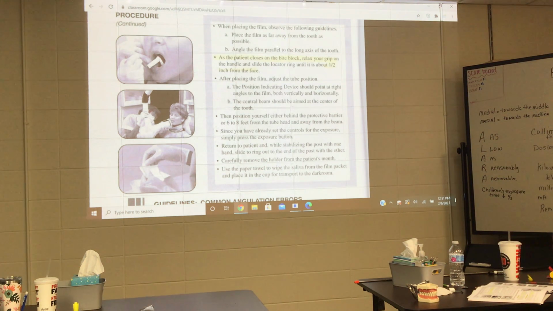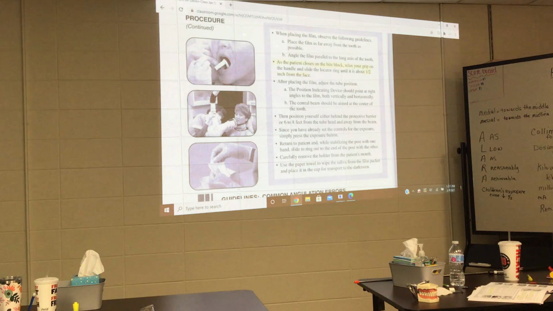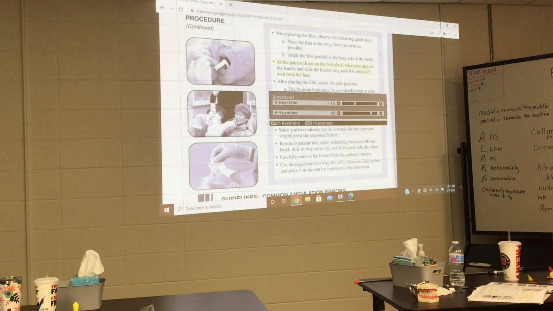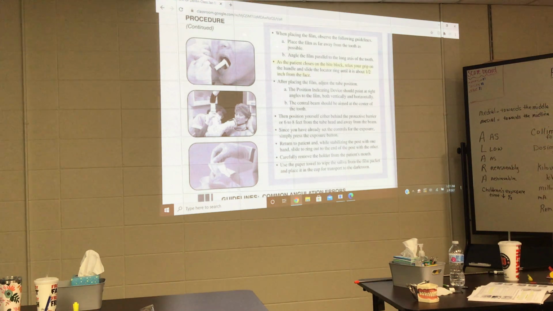Okay, let's talk about elongation first. It's kind of where the image gets stretched. Is that right? There's an extra T in there, isn't it? Yes. Okay, all right. It's where the image gets stretched.